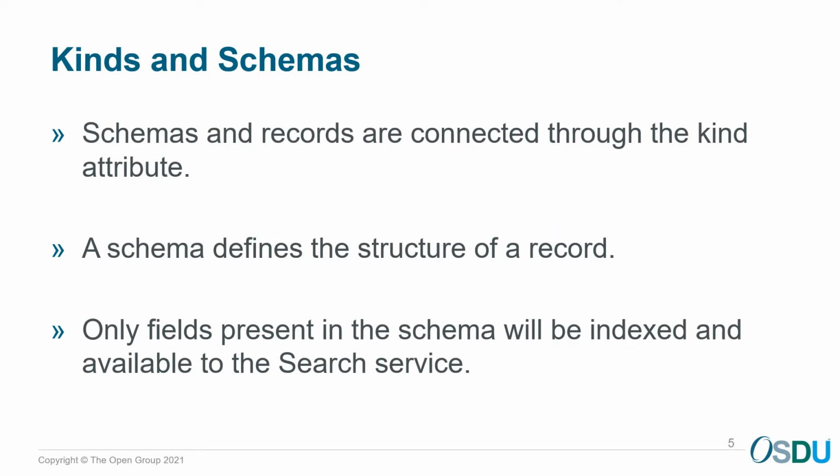A record must have a kind, and the value is the name of the schema. A schema defines the structure of a record, the set of fields, and their data types. Note that only fields present in the schema are indexed. Although working with schema via the storage API has not been deprecated yet, its use is discouraged to help with the transition to the schema API.